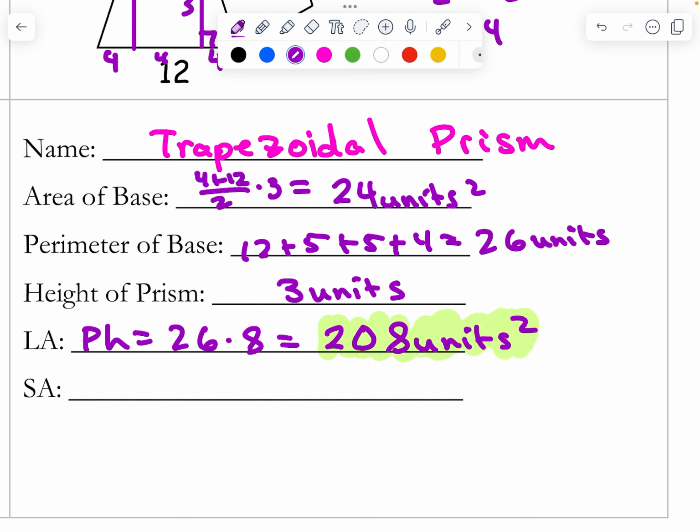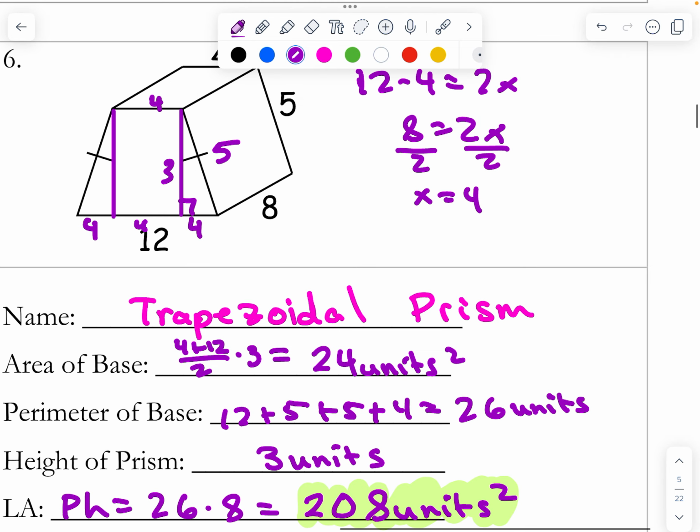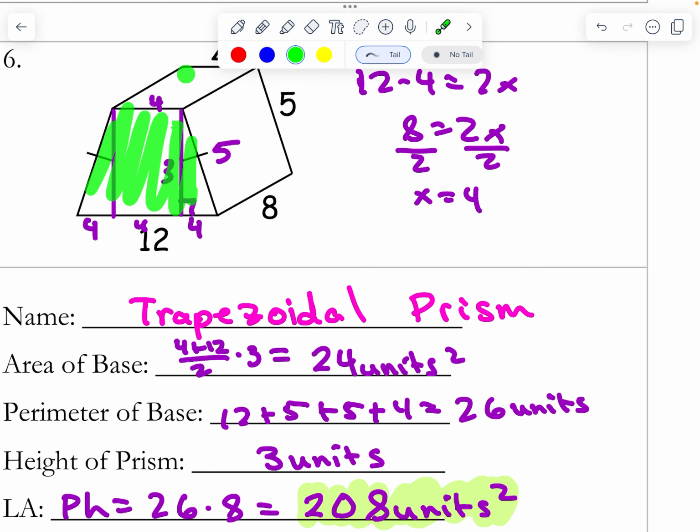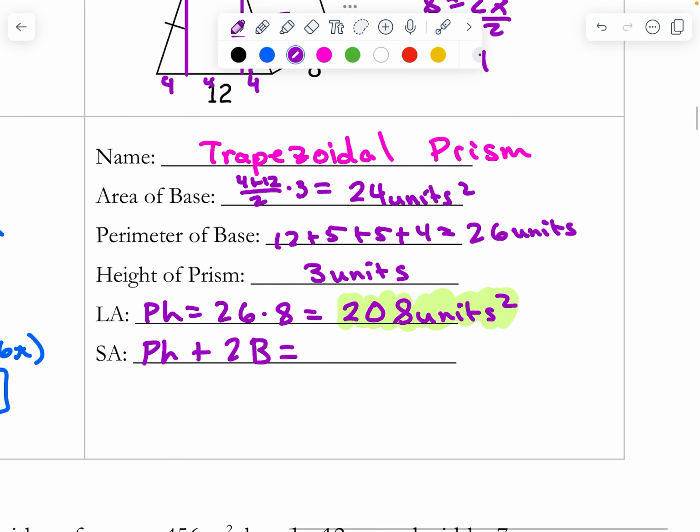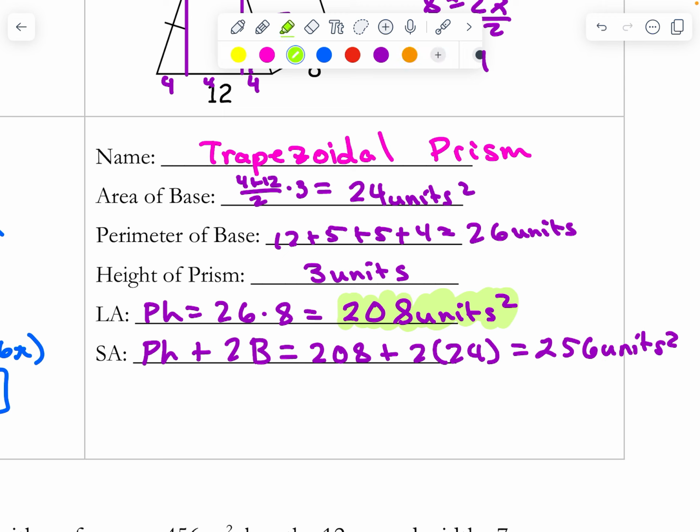Now my surface area is going to be my lateral area plus my two bases, the one on the top and the one on the bottom, or in this case, the one at the front and the one in the back. We have both of those. Those are 24. We have 208 for the lateral area. So then 208 plus 2 times 24, and that should give us 256 units squared. There we go.